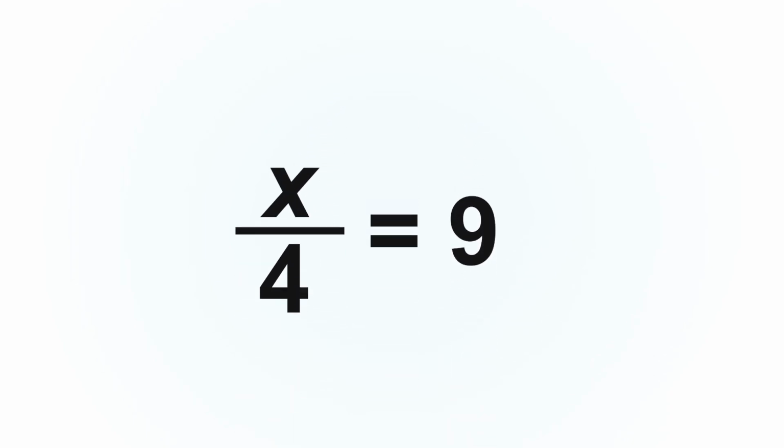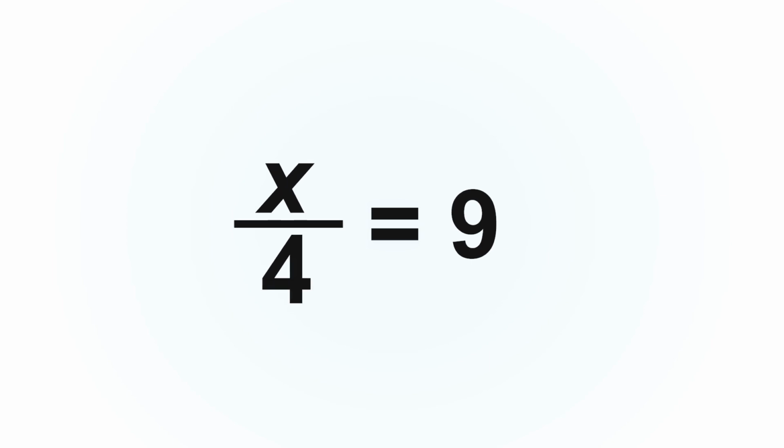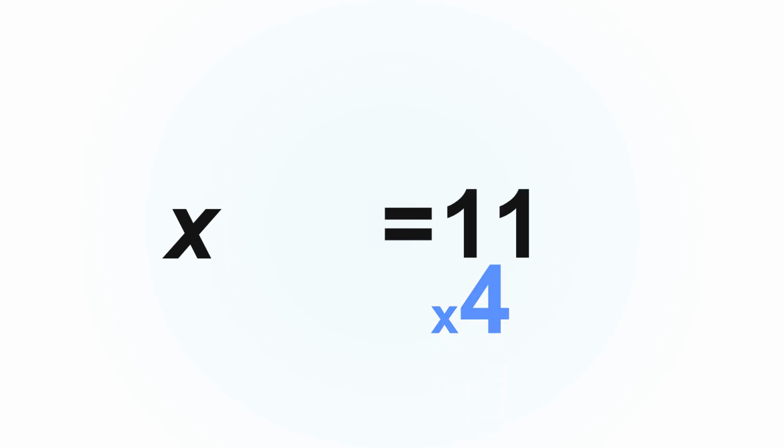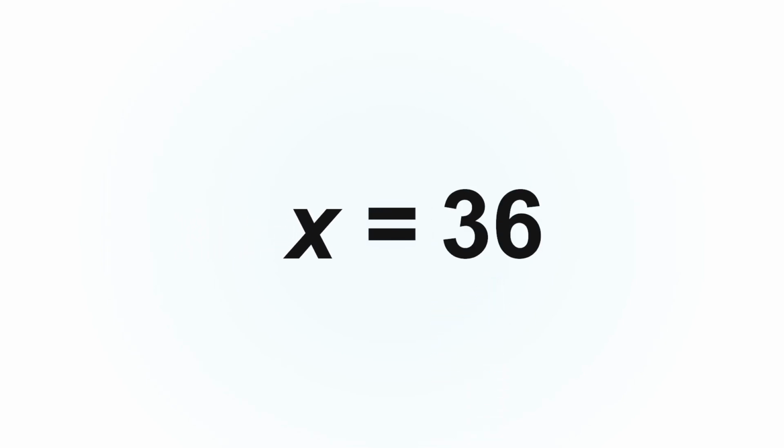How about a division problem? Let's solve the equation x over 4 equals 9. x is attached to 4 through division, so we'll need to use the inverse of division, which is multiplication. We multiply 4 by x over 4 to get 4x over 4, which cancels out and leaves us with x. Then we multiply 4 by 9 to get our final answer of x equals 36.